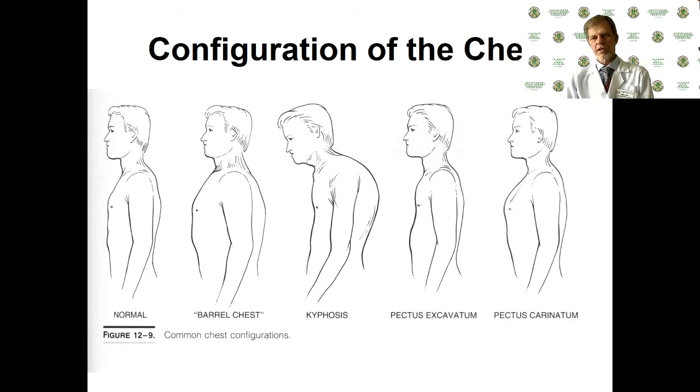Well, for example, we can find different configurations of the chest, different types of the chest. For example, we may see a normal chest, we may see a barrel chest. Why is it called barrel? Because the chest looks like a barrel. You see it's expanded in different ways, and this is usually a result of emphysema, COPD, chronic obstructive pulmonary disease, or severe asthma, for example.